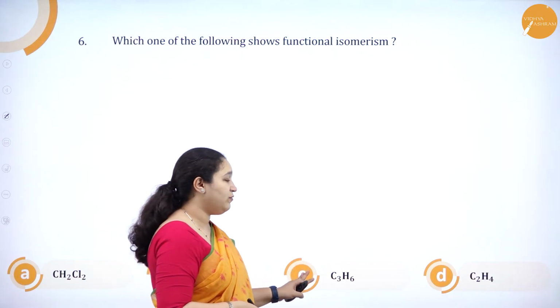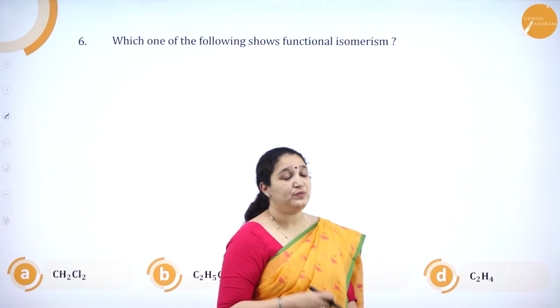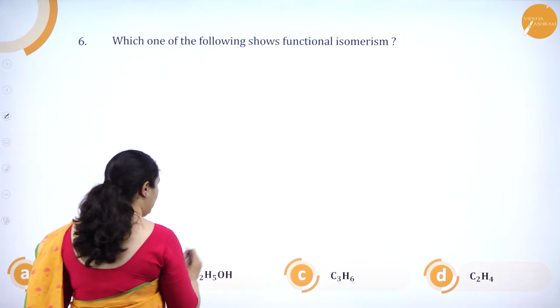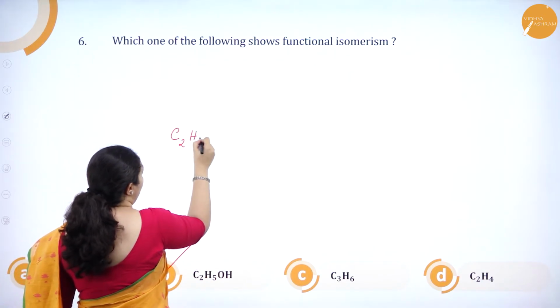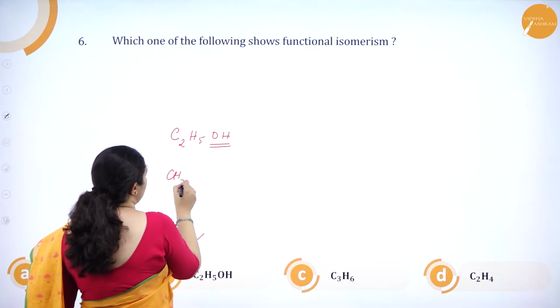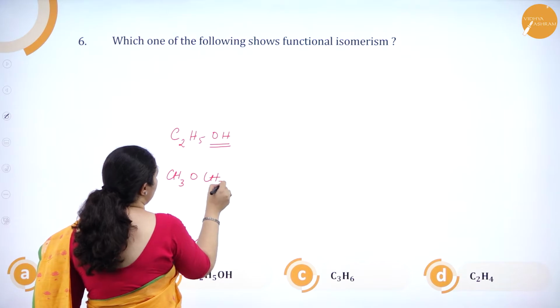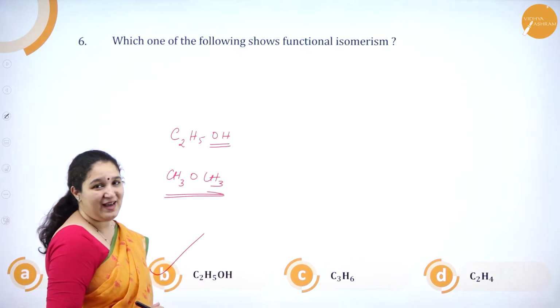So here there is no functional group. So C2H4 again cannot show. It should be C2H5OH, where C2H5OH is an alcohol. Same thing I can write as CH3OCH3, which is an ether. So it will show functional isomerism.